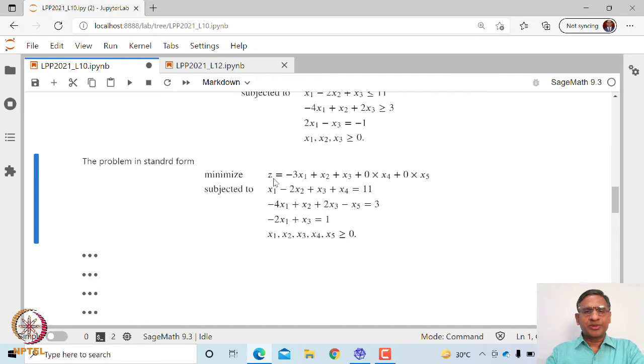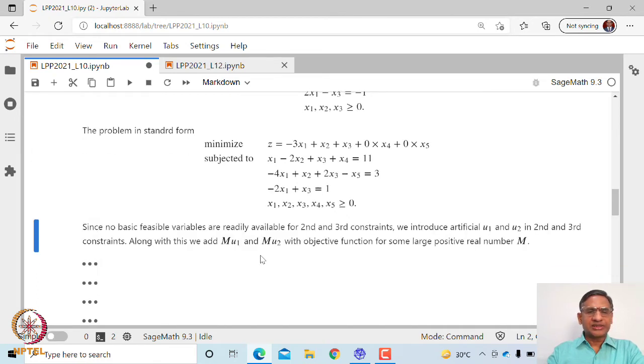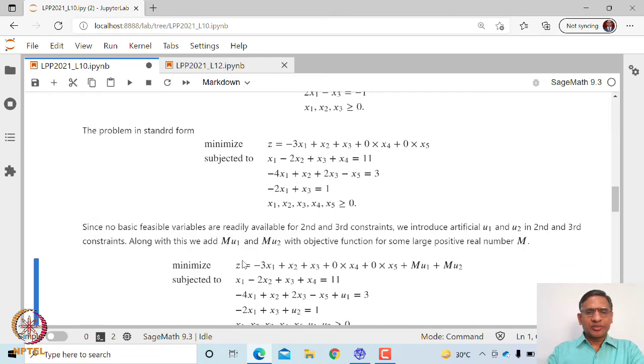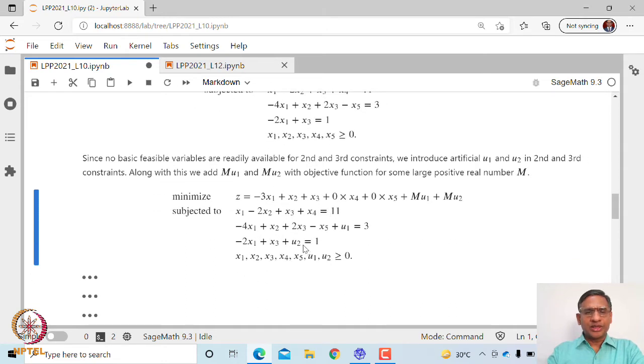And then we will also modify the objective function by adding M times u1 plus M times u2. So let us write this revised problem, that is, the modified problem or artificial problem. Minimize z equal to the original objective function plus 0 times x4 plus 0 times x5, where x4 and x5 are the slack and surplus variables, plus M times u1 plus M times u2, subject to these constraints where u1 and u2 have been introduced in the second and third constraints.